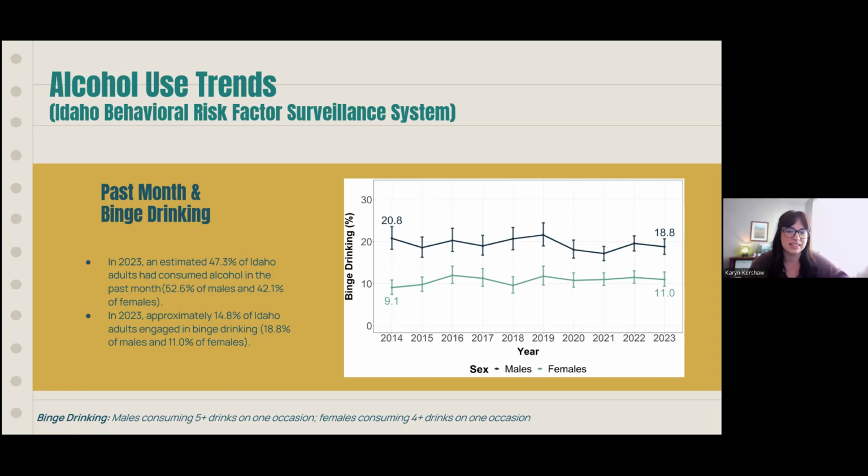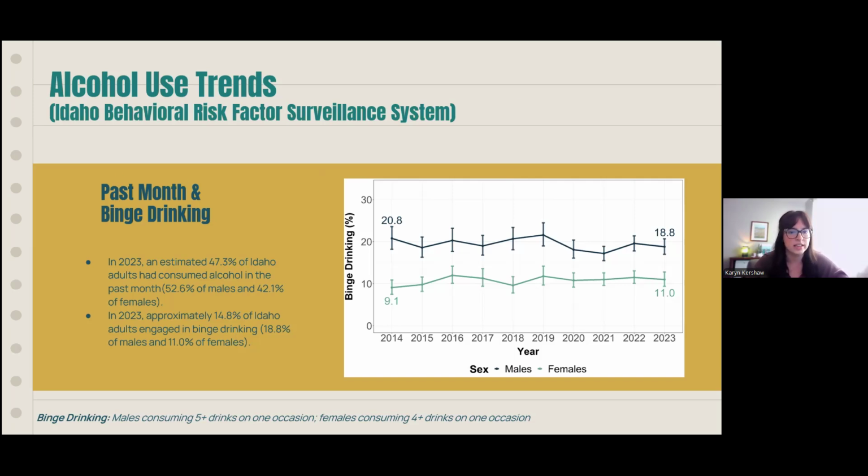So the BRFSS is a state-based survey of non-institutionalized adults, and they answer questions regarding chronic health conditions, health risk behaviors, and the use of preventive health services. So it's self-reported data, and all 50 states conduct BRFSS surveys in coordination with the CDC. For this brief, we asked the BRFSS team to provide data on past month alcohol consumption, binge drinking, and heavy drinking. The definition of heavy drinking is going to be on the next slide, but you can see the definition of binge drinking at the bottom there.